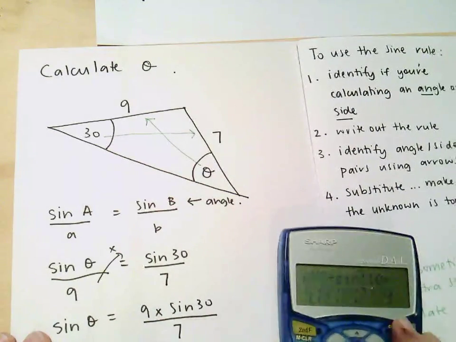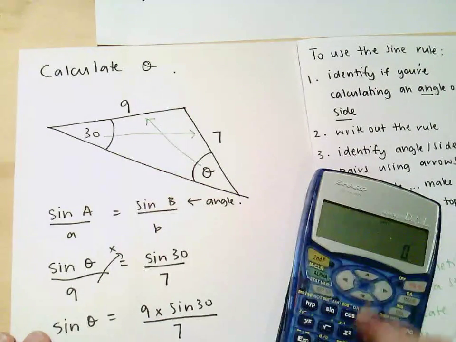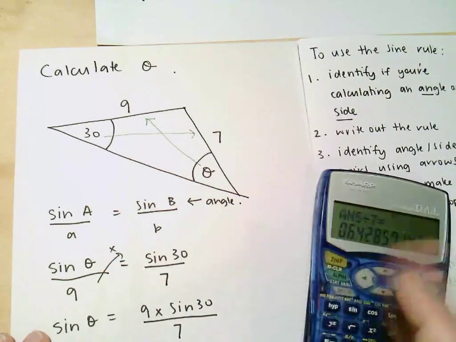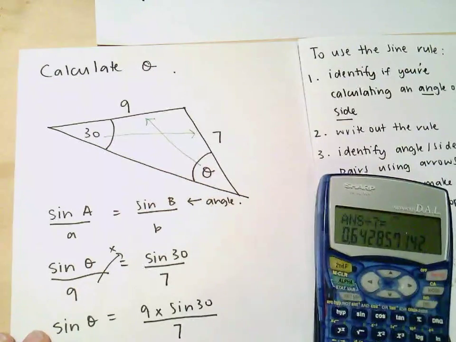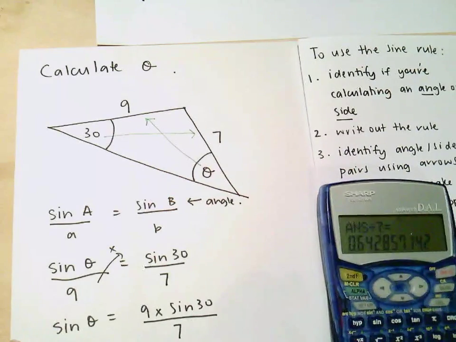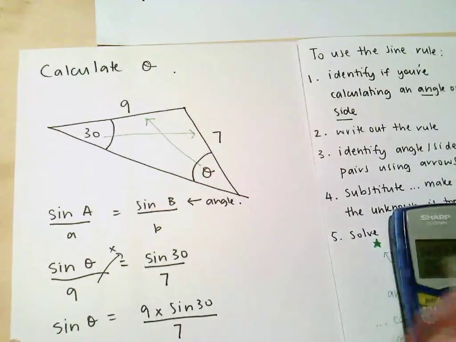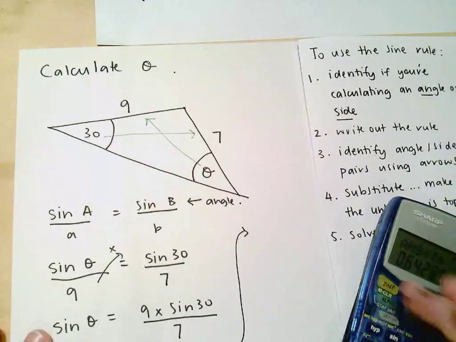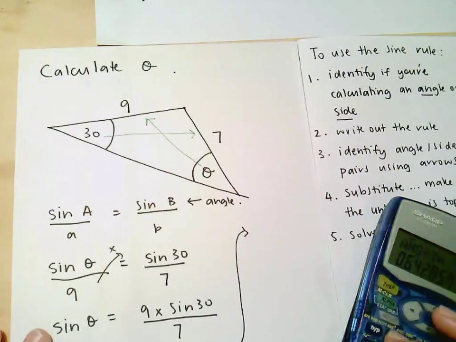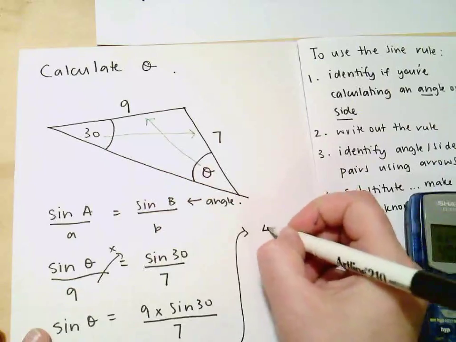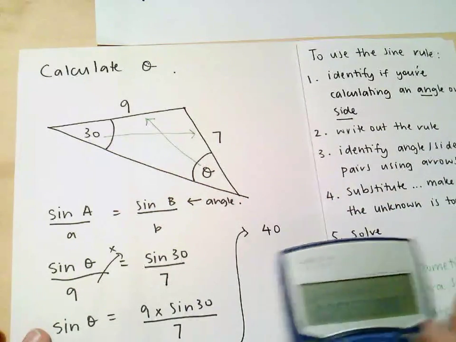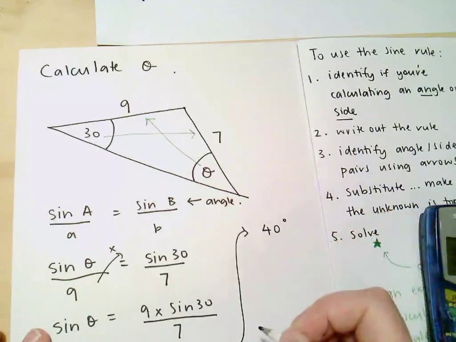So again, I can plug it into my calculator: 9 times sine 30 divided by 7 equals 0.64. Okay? Then, as usual, I need to get the theta on its own, so I do the inverse sine of 0.64. Sorry, it's not ideal, but I'm going to have to move my working up here. So I do the inverse sine of that answer that I got, and I get 40.000 degrees. So 40 degrees is my theta.